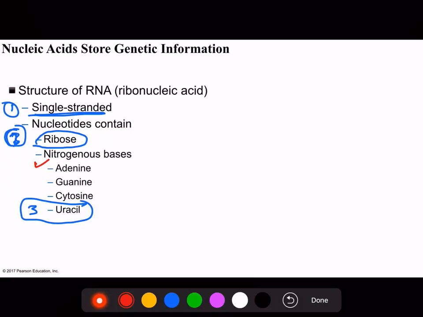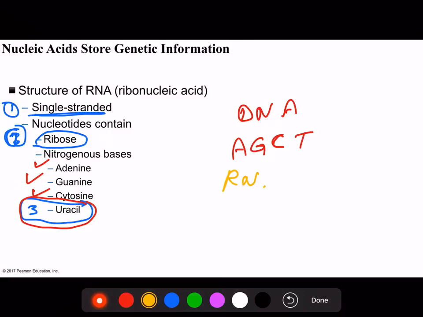Adenine is the same as in DNA. Guanine is the same as in DNA. Cytosine is the same as in DNA, but uracil is different. In DNA, we had adenine, guanine, cytosine, and thymine. In RNA, we have adenine, guanine, cytosine, and uracil. So this is one of the differences between DNA and RNA.